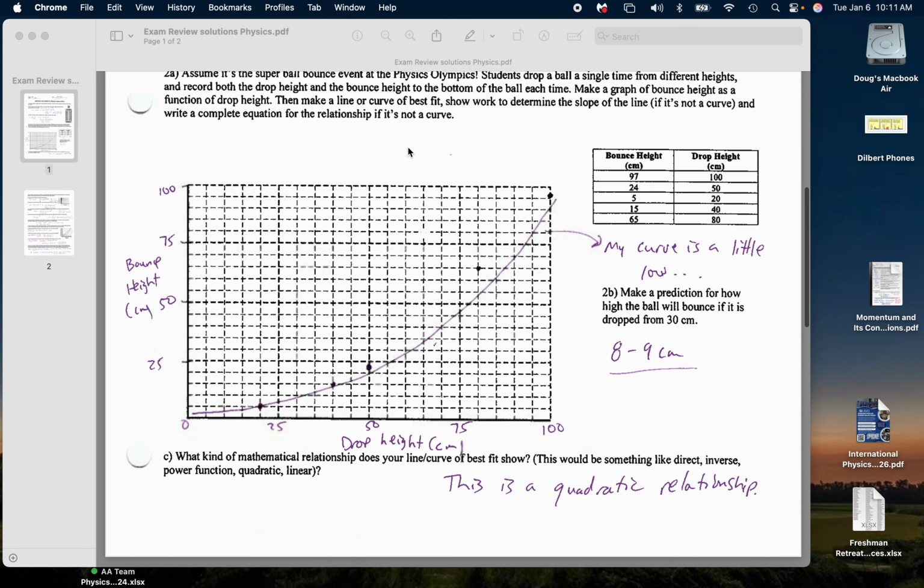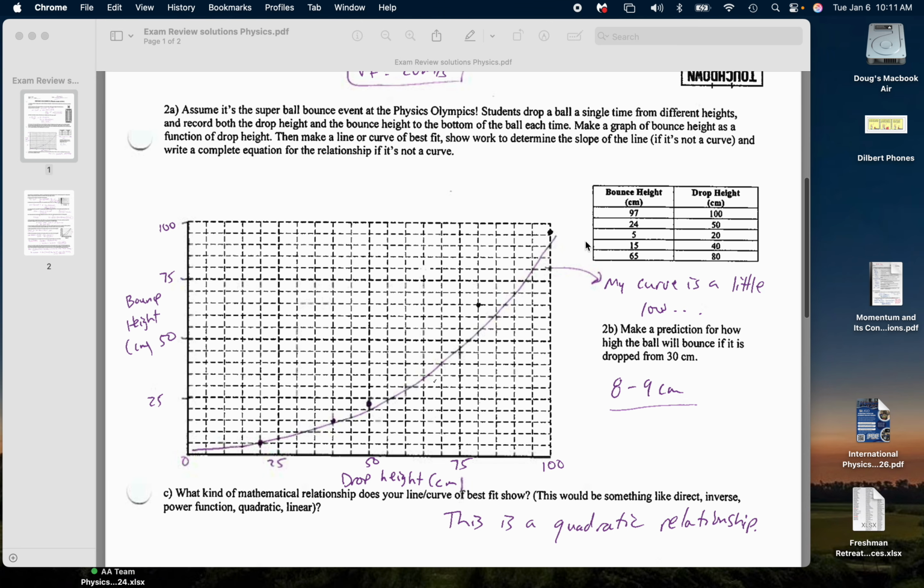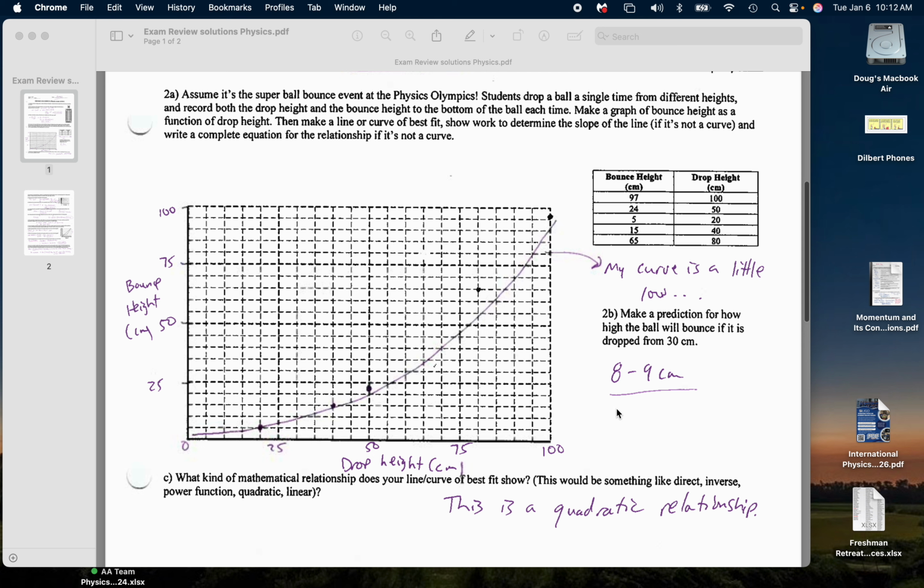But you should be able to make a graph with a straight line, come up with a slope, come up with a complete equation. In this case, if it were a straight line, it would be bounce height equals whatever the slope we would determine times drop height. And if it starts at 0, 0, we have no y-intercept. In this case, we can't get a slope because it's continuously changing.